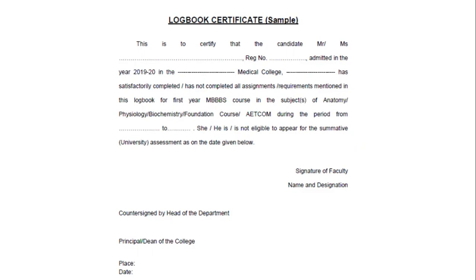So this is the place where we as teachers and assessors have to make sure that the student has completed all the requirements or assignments satisfactorily and then certify the student is eligible to appear, countersigned by the head and the dean of the college. And as you see here, it is anatomy / physiology / biochemistry foundation course / adcom, etc. That means there is a liberty available to us to design our own logbook, whether it can be a common logbook or separate logbooks.